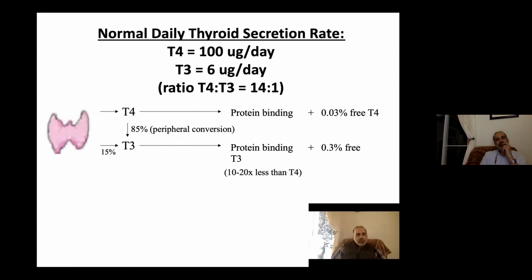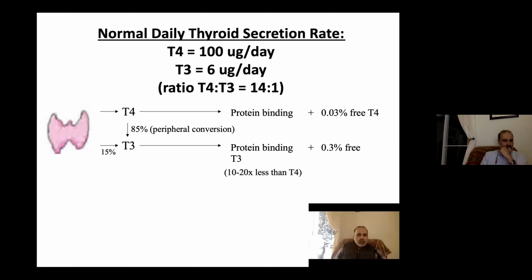If you look at the daily thyroid hormone production, your thyroid primarily produces T4. That is the key hormone. And you produce approximately 100 micrograms of thyroxine a day. A very small amount of T3 is produced, which is only 6 micrograms a day. So if you were to look at the T4 to T3 ratio in a day, it's approximately 14:1.